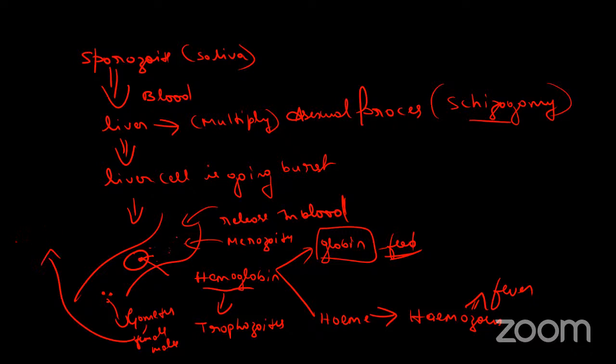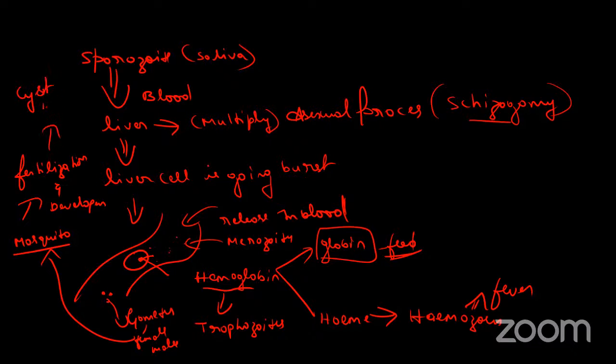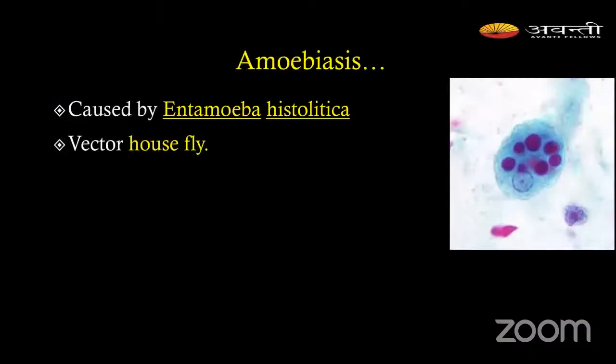These gametes are taken up by the mosquito. Then in the mosquito, fertilization and development happen. Then the cyst is going to burst and release sporozoites, right? Then the same thing will happen. They come to the saliva, and the life cycle continues like this.